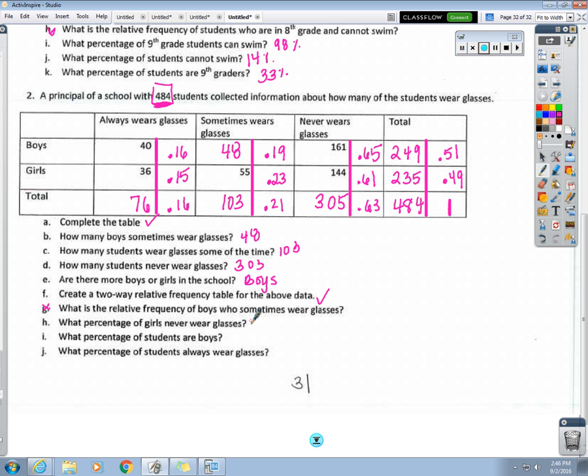What percentage of girls never wear glasses? 61%. What percentage of students are boys? Right. And what percentage of students always wear glasses? 16%. Does that make sense? Yeah, we're not going to do that one.